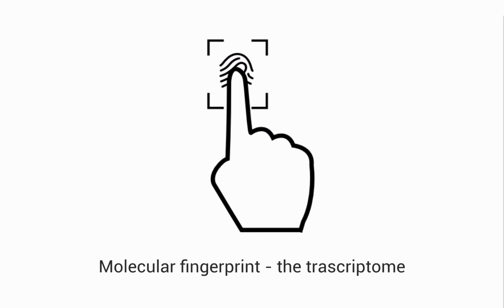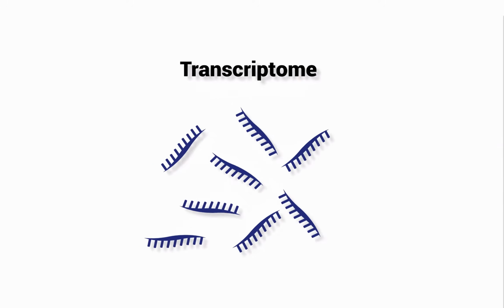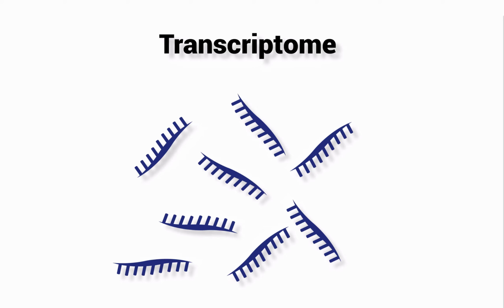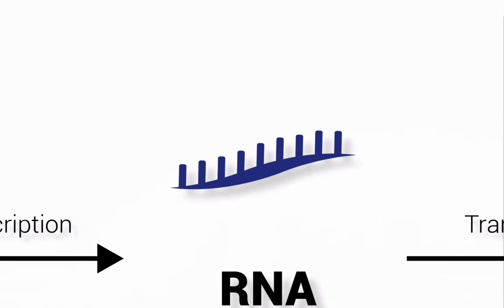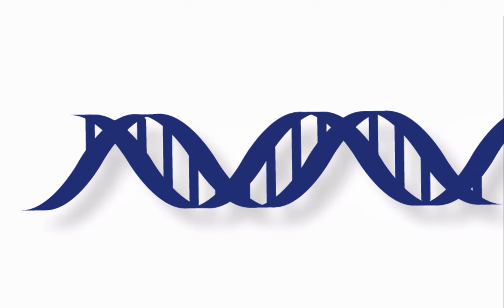transcriptome. Now you may remember the central dogma of cell biology, which is that DNA is transcribed into RNA, which is then translated into protein. The transcriptome is defined as all the RNA molecules within a cell. So why RNA and not DNA or protein for a fingerprint, you might ask?